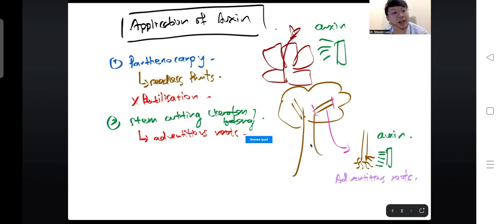Okay, this is point number 2. Point number 3, this is sometimes asked in the exam also. Auxin can be used as weed killer. What's the meaning of weed killer?